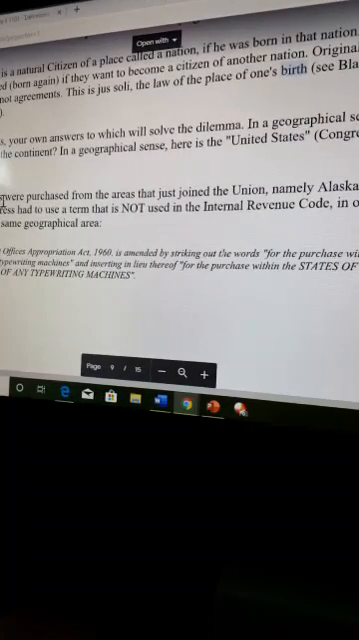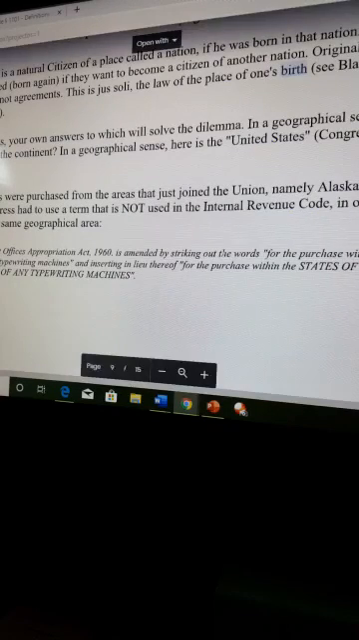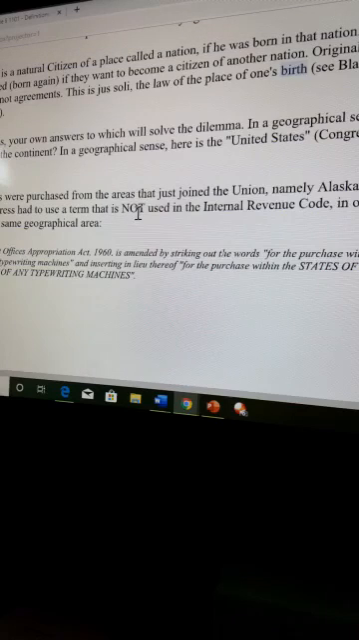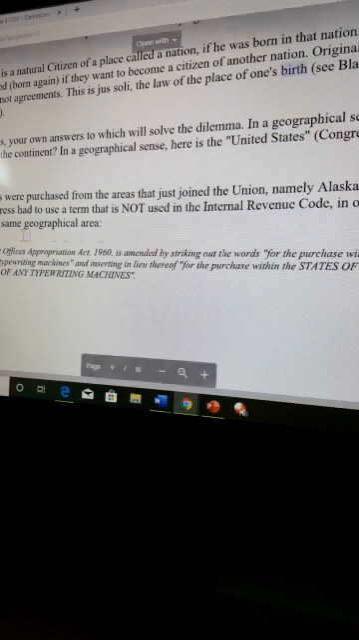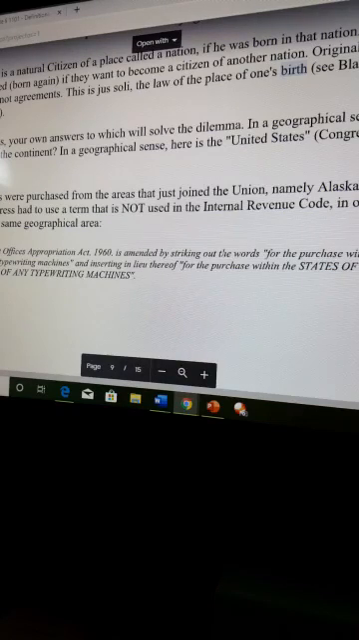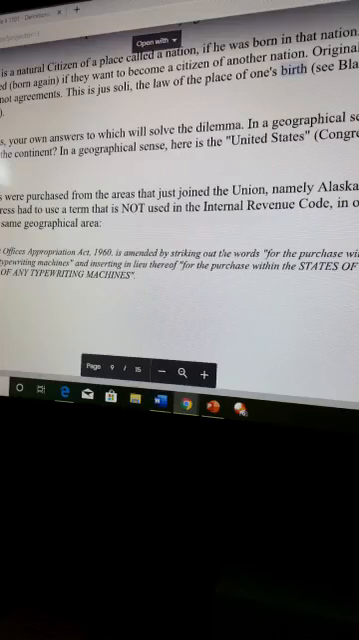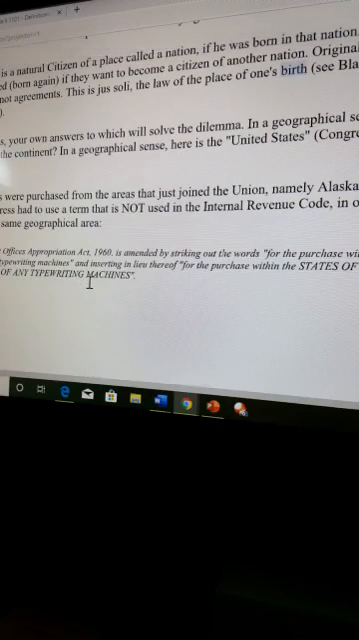Now, since typewriters were purchased from the area that just joined the Union, namely Alaska and Hawaii, according to Title I, Congress had to use a term that is not used in the Internal Revenue Code in order to buy the same typewriters from the same geographical area. Section 45, Title I of the Independent Office Appropriation Act 1960 is amended by striking out the words "for the purpose within the continental limits of the United States of any typewriter machines," and inserting in lieu thereof "for the purchase within the state of the Union and the District of Columbia of any typewriting machine," emphasis added.